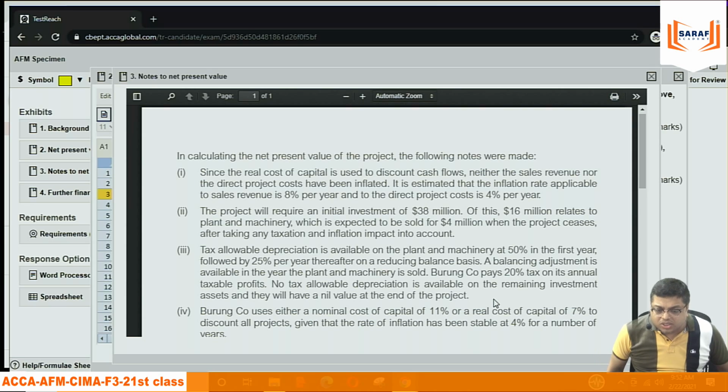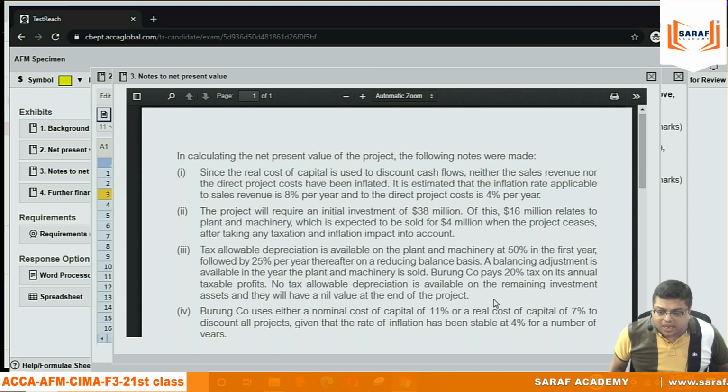But if the inflation on sales and the inflation on cost is different, then how did you calculate the real rate? How did you ignore the inflation, whether 8 or 4 or what? So that means there is a problem in the calculation of cash flows also. The project will require an initial investment. This logic that I gave, you have to write in the last answer for 10 marks.